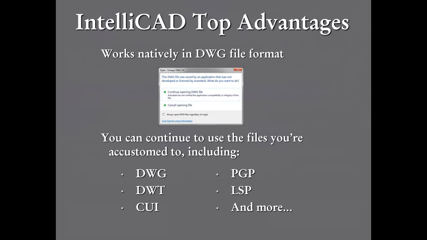A DWG file is just a DWG file. So many different programs can create a DWG file. AutoCAD can do it, and IntelliCAD does it. When you're working in IntelliCAD, you're working natively in a DWG file. You don't have to import, you don't have to export to work with others. You don't have to convert anything.